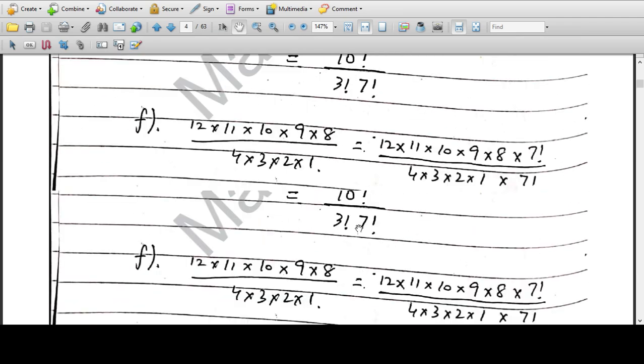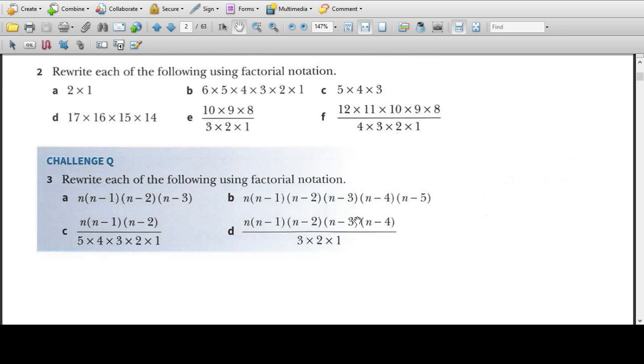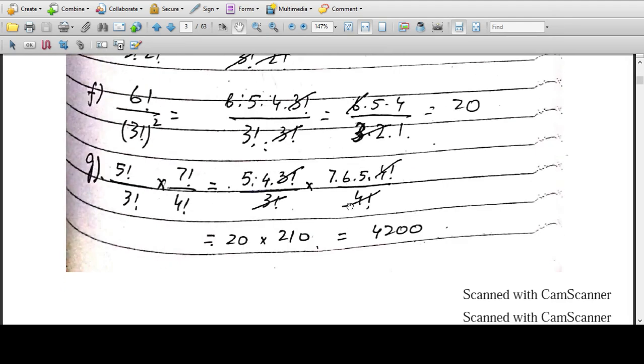Now question number 3, which is very important. Now rewrite each of the following using factorial notation. So n, n minus 1, n minus 2, n minus 3, and we have to write in terms of factorial notation. So same like question number 1 and question number 2, we have to do the same as we did in question number 2. So rewrite each of the following using factorial notation. This is given here, and we will rewrite here again.